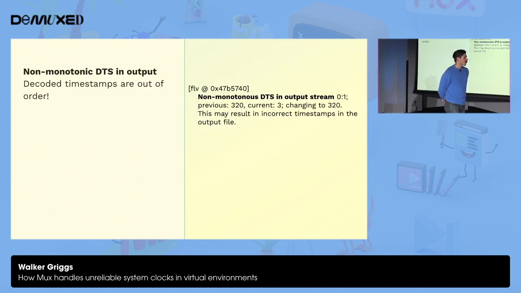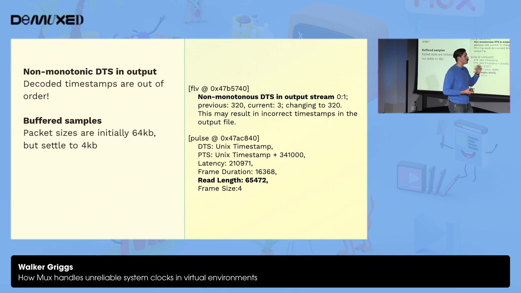The first thing to call out are these non-monotonous DTS in the output stream. These can be the bane of your existence if you're not careful, and they effectively mean that your DTS, or your decode timestamp, is not increasing or progressing by the same amount frame to frame. Sometimes they're going a little faster, sometimes a little bit slower. So that's interesting. Another thing to call out here is we have a huge back pressure of buffered packets, up to 64 kilobytes in size. So every time we request a new packet from Pulse Audio, they're enormous. And that eventually settles down to about 4 kilobytes after the first few seconds, but that's pretty interesting.